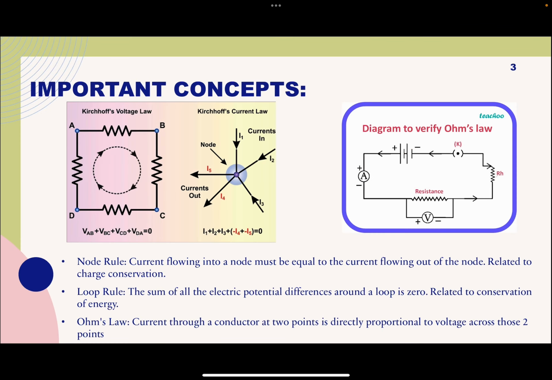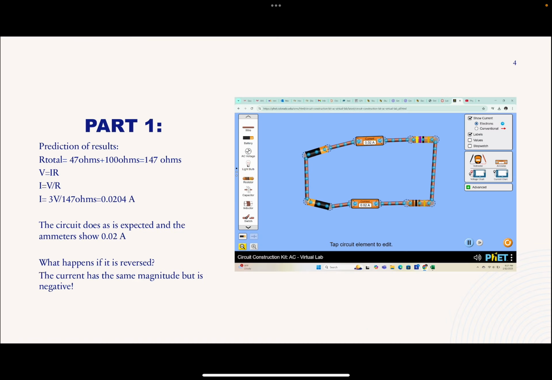So some important concepts for this lab were the node rule, which states that current flowing into a node must be equal to the current flowing out of a node, and this is related to the concept of charge conservation. Additionally, we have the loop rule, which says that the sum of all the electric potential differences around a loop is zero, and this is related to the conservation of energy. And finally, we have Ohm's law, which says the current through a conductor between 2 points is directly proportional to the voltage across those 2 points.